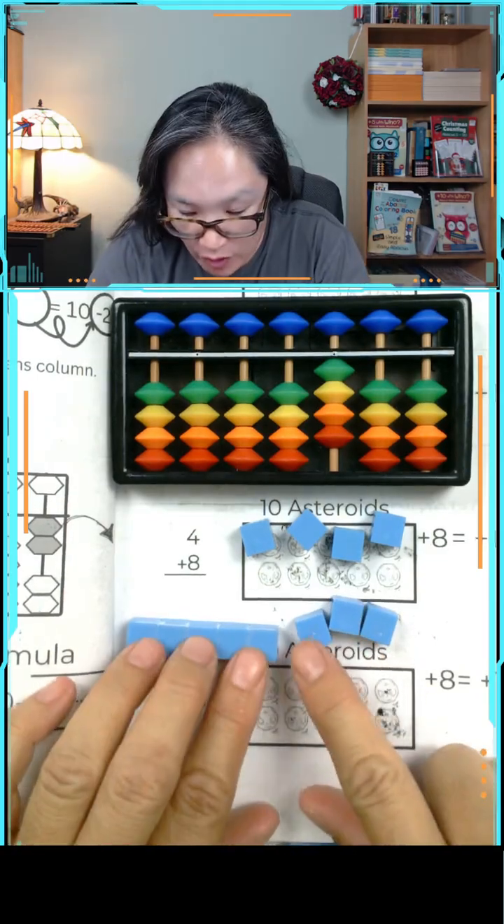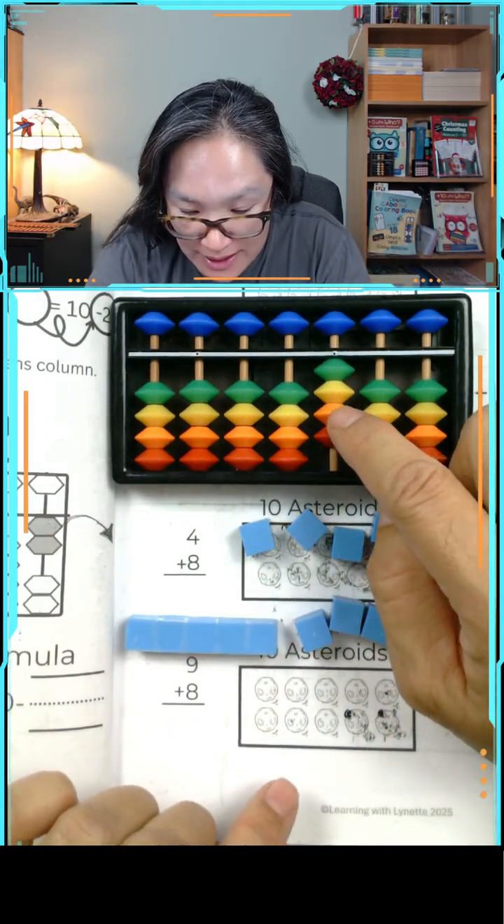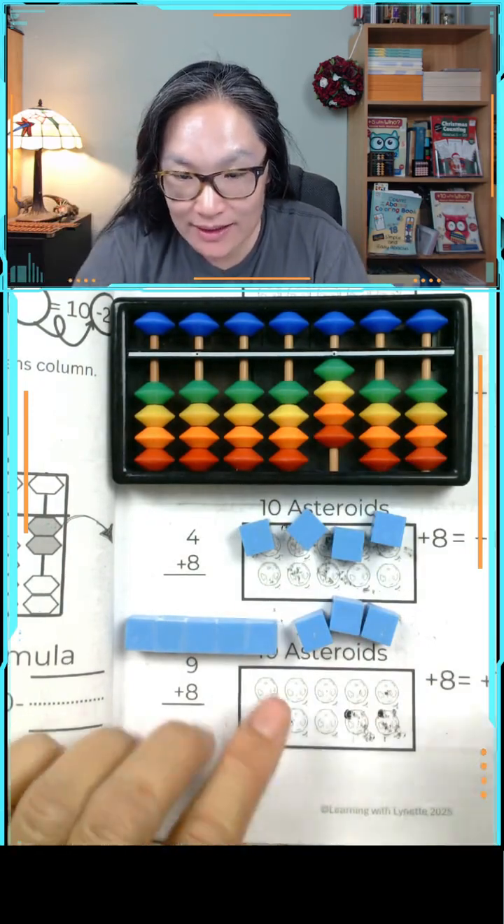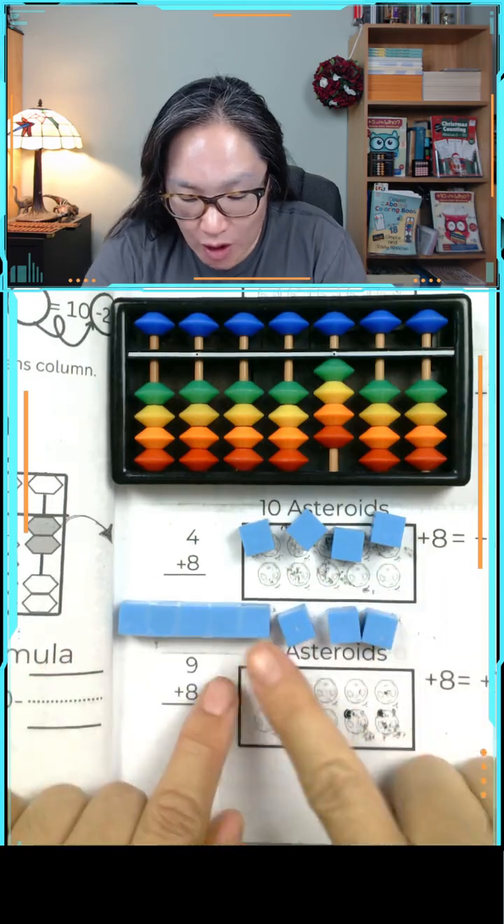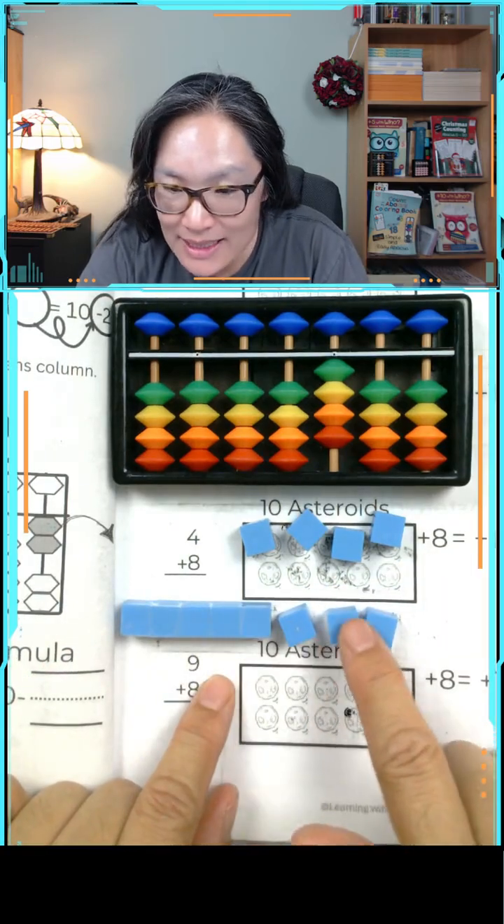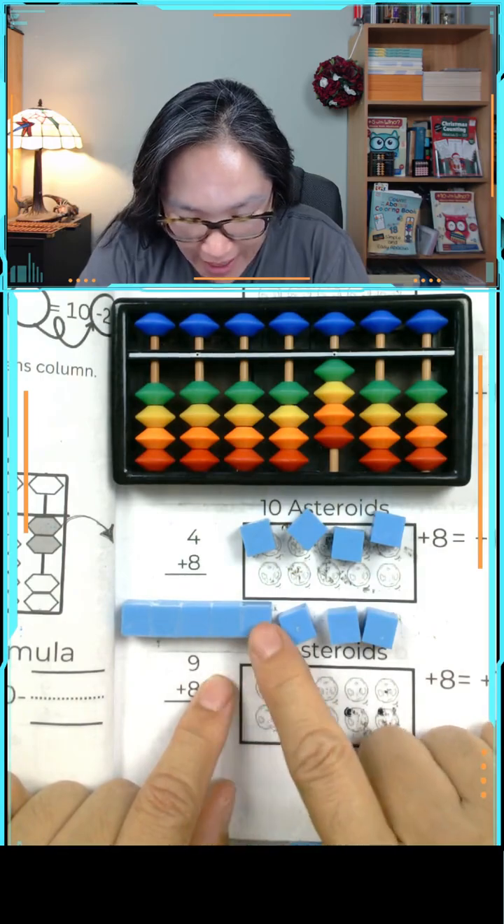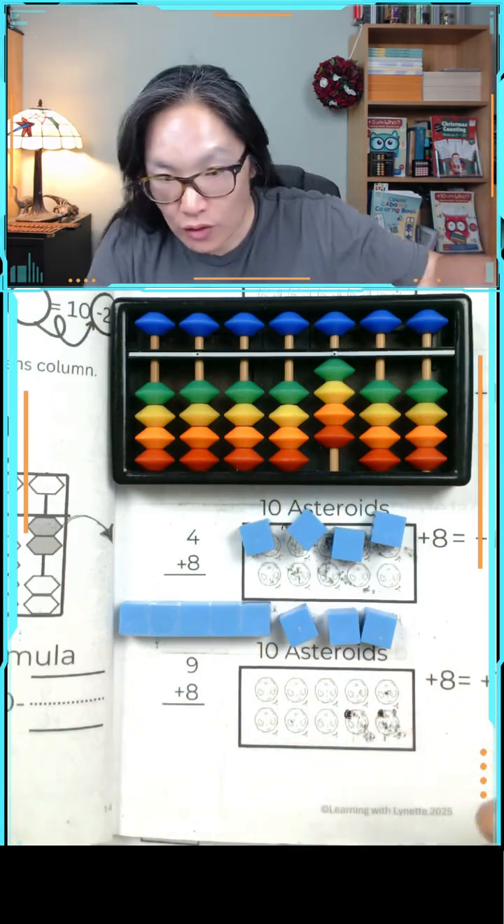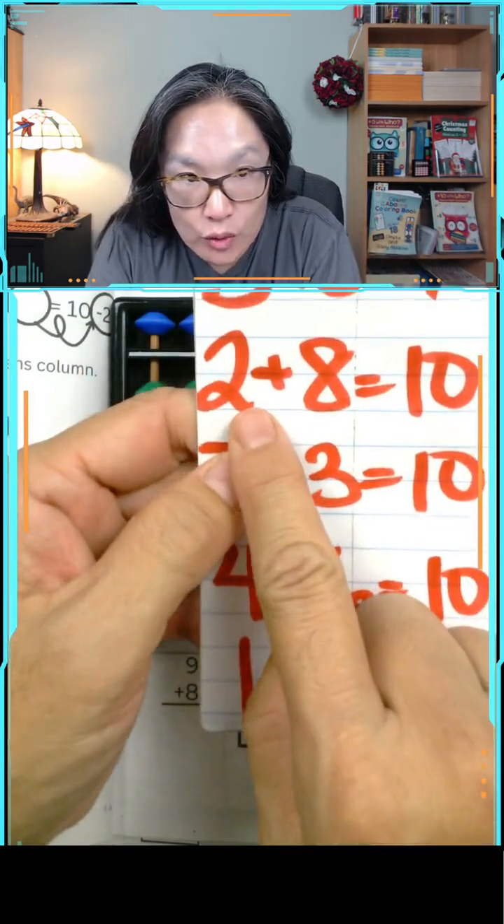We add the 8, we know we're going to minus the 2 plus the 10. Here's a different way of thinking about it. We want to make the 10 out of this 8. If we make a 10 out of this 8, what do we have to do? We have to add a 2.